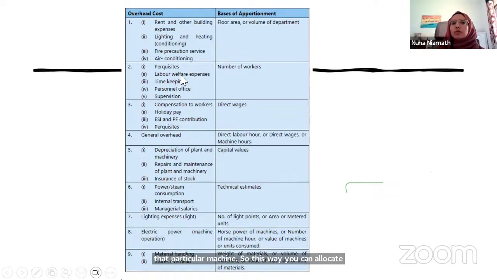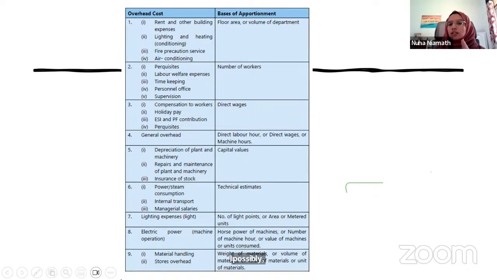Then we have labor welfare expenses, timekeeping, personnel office, supervision. These are other employee-related expenses. This can be distributed on the basis of the number of workers present. Third, we have compensation to workers, holiday pay, ESI, perquisites. This could possibly be distributed on the basis of the direct wages.